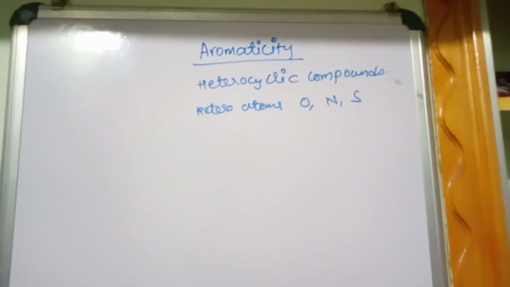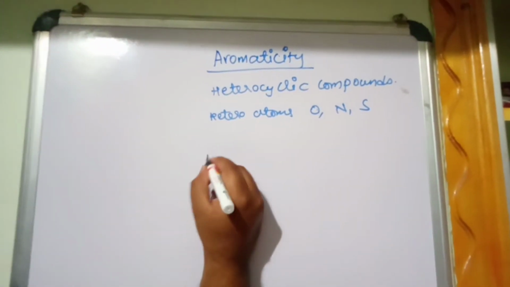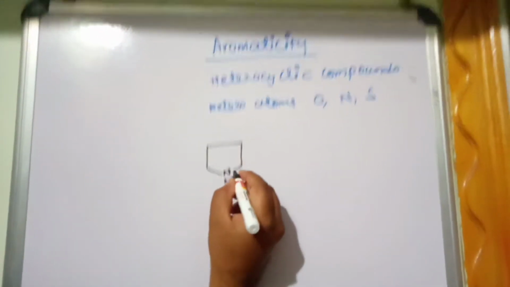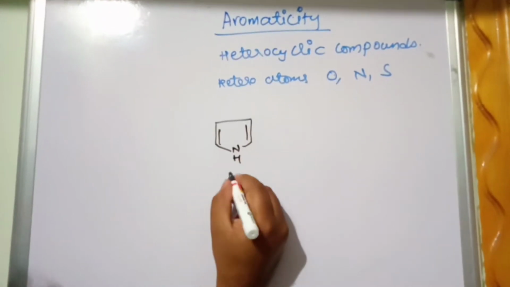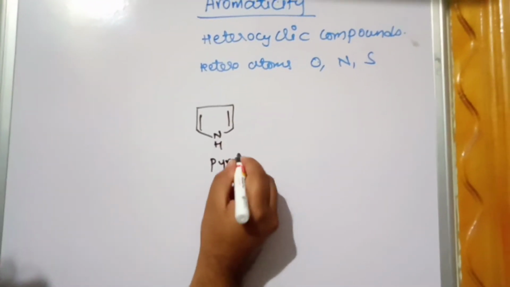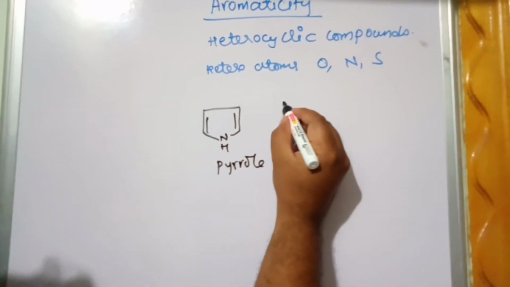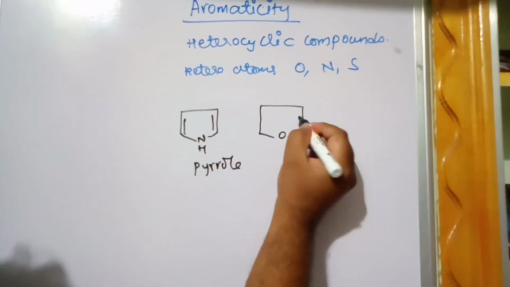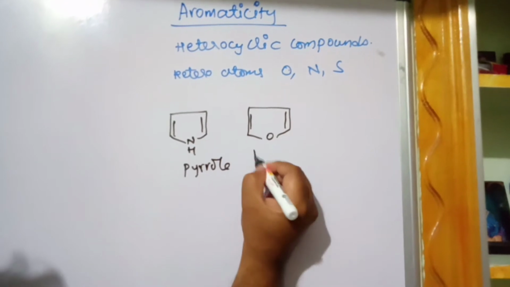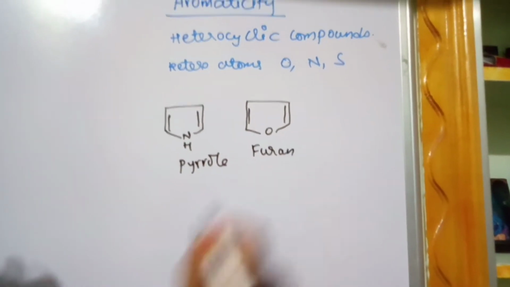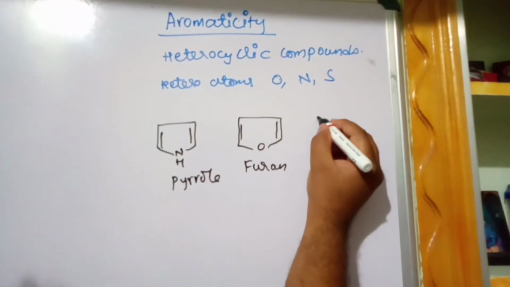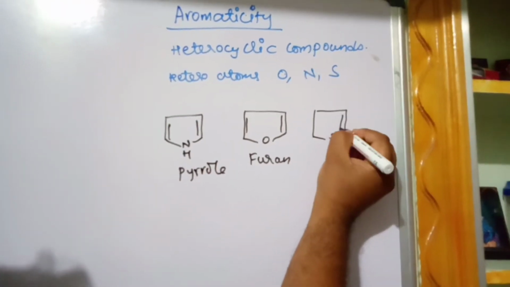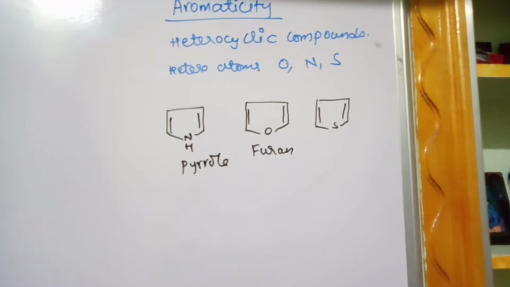So we will take examples like pyrrole. This is called pyrrole. A 5-membered ring containing nitrogen is called pyrrole. A 5-membered ring containing oxygen is called furan. And a 5-membered ring containing sulfur is called thiophene. I have taken 3 different heterocyclic compounds.